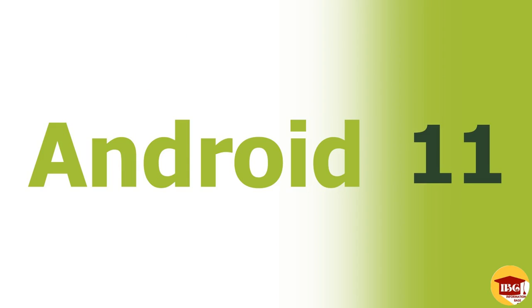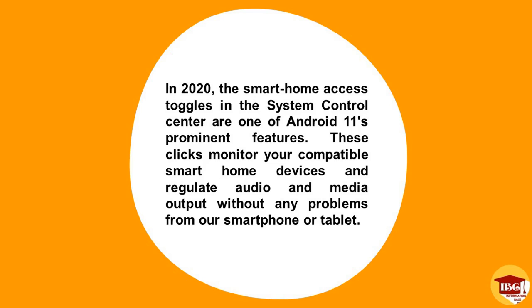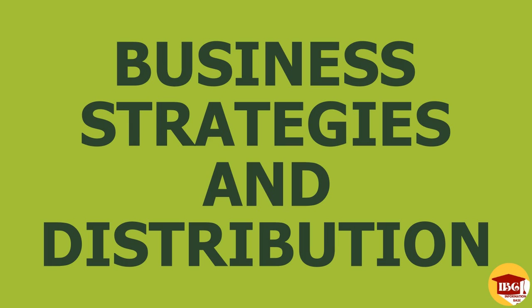In 2020, the Smart Home Access toggles in the System Control Center are one of Android 11's prominent features. These clicks monitor your compatible smart home devices and regulate audio and media output without any problems from your smartphone or tablet. Next, Android's business strategies and distribution are present in a variety of product categories, customizing a variety of electronic and digital products around the world, which makes their products more attractive for manufacturers and end users.